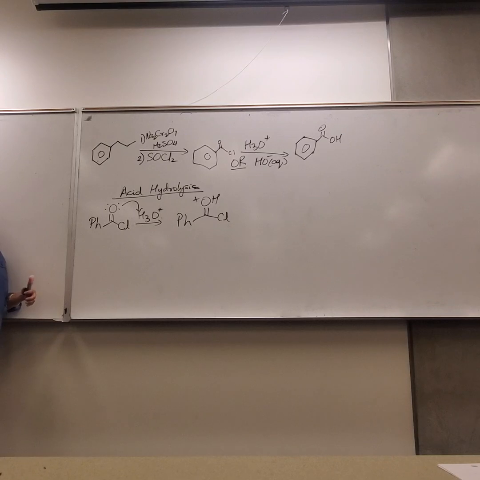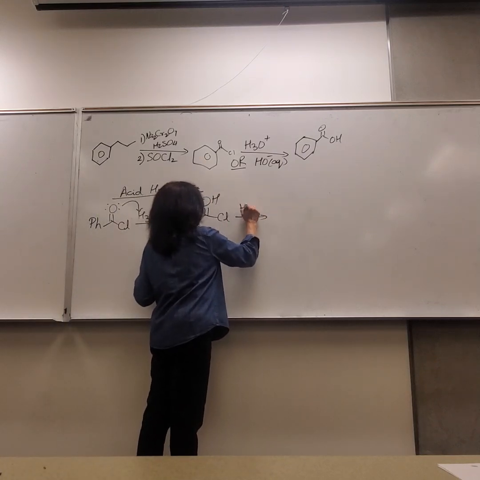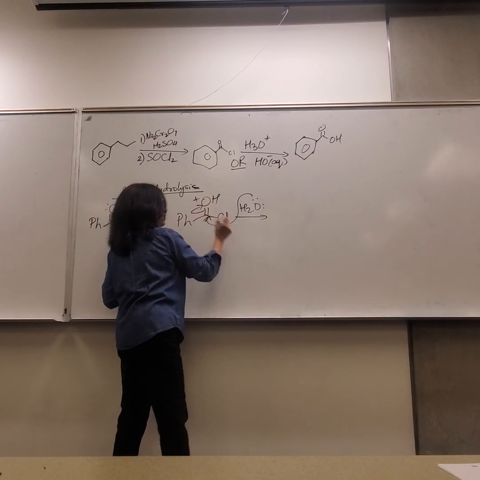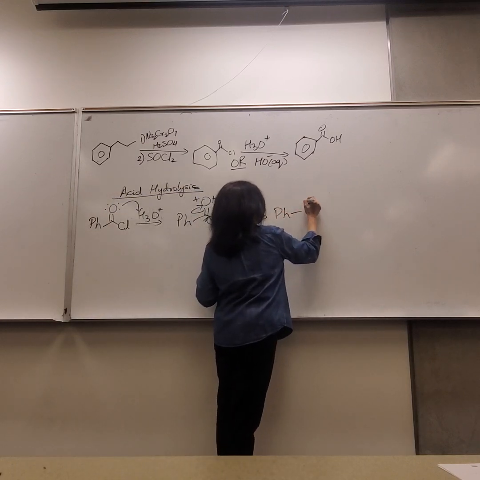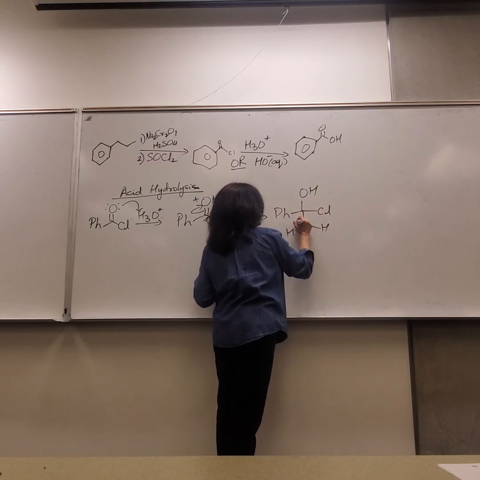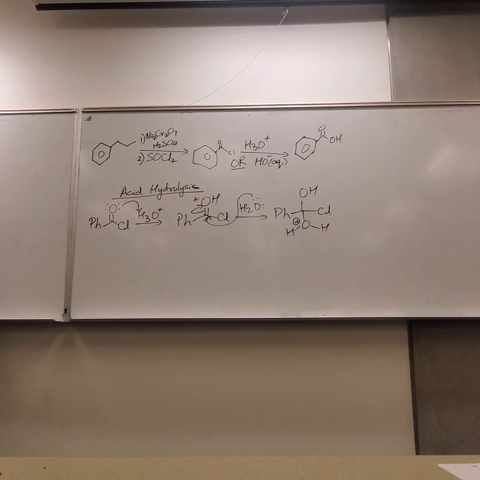Attack. Attack what? Where? Water. Yeah, water attacks where? The C double bond, the electrophilic carbon. Good. Then what? So we have an OH2. That's your tetrahedral intermediate. Of course, it doesn't have a negative charge because everything is happening in an acidic environment.